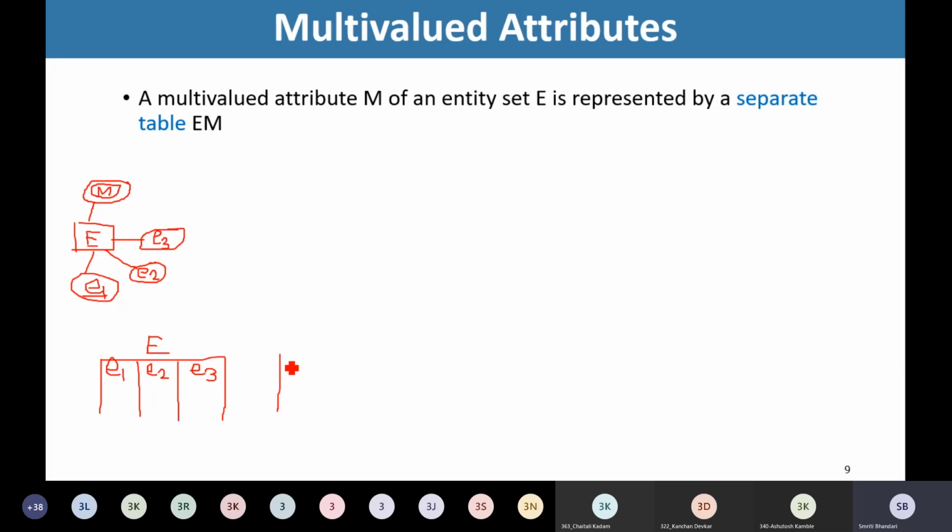And for this multi-valued attribute, I'll be creating another table, and I'll name that table as, say, EM. And what I will have in this table associated with the multi-valued attribute is the primary key of E. So I'll be having E1, that is the primary key of my entity set E, and this attribute M.